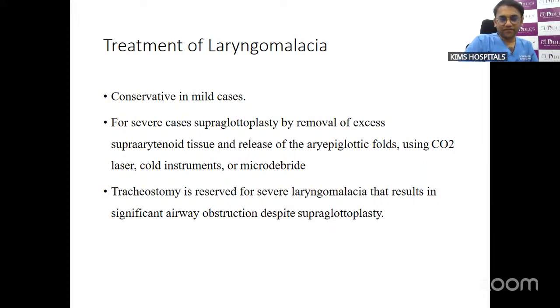For a certain group of babies who have severe laryngomalacia that is affecting the baby's respiratory distress, requiring prolonged support, not improving with prone position, with failure to thrive or apneas, we go for a supraglottoplasty, where we remove the excess supraarytenoid tissues and release the aryepiglottic folds using carbon dioxide lasers, cold instruments or microdebridement. Tracheostomy for laryngomalacia is very, very rarely reserved, especially if you have any other significant obstruction after the supraglottoplasty or any other associated lesions.